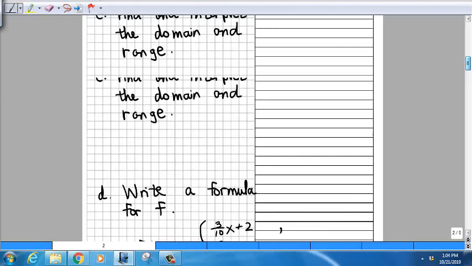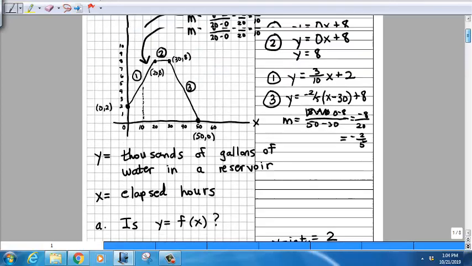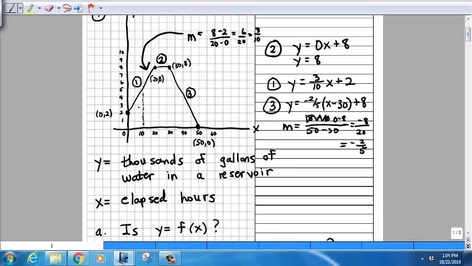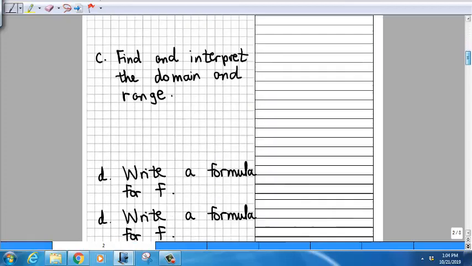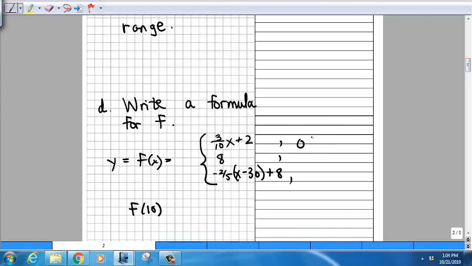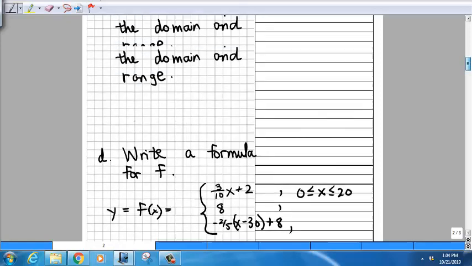When are we going to use the first piece? So for what x values will we use the first piece? Where does x start? Well, where does the graph start? 0 on the x-axis, up to where? 20, right, okay? So let's write that down. X has to be bigger than or equal to 0 and less than or equal to 20.